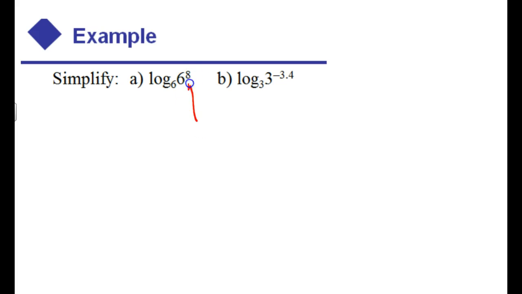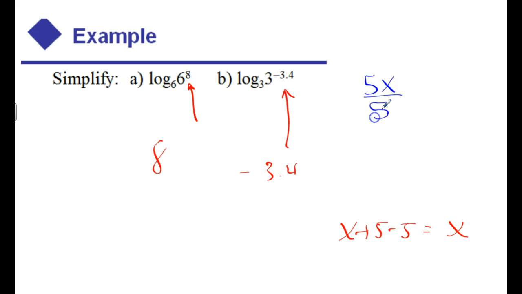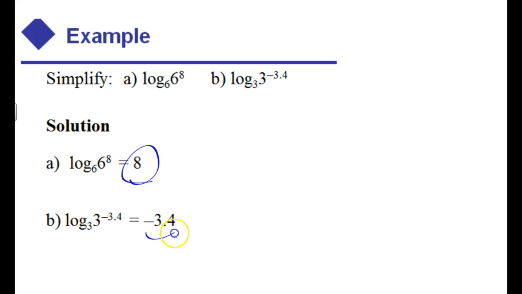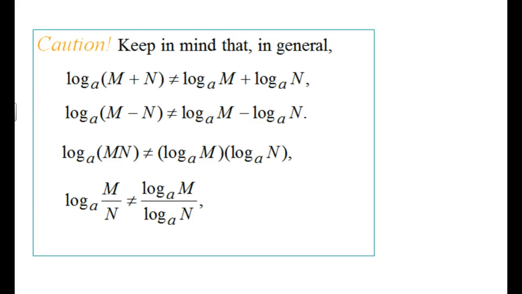So this answer is just going to end up to be 8. This answer is just going to end up to be negative 3.4. It's kind of like taking x plus 5 and subtracting 5 and just getting back to x. Or maybe even better yet, taking 5 times an x and dividing by 5 and just getting x back. Or I could go the opposite way. I could take 5 times x and divide by x and get a 5 back, because multiplication undoes division. 8 and negative 3.4 are the author's answers.